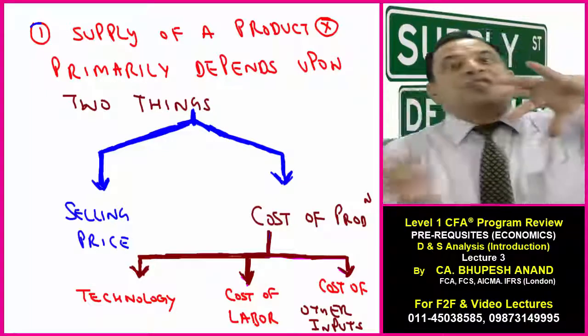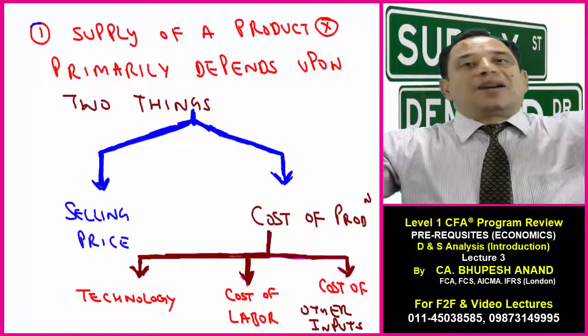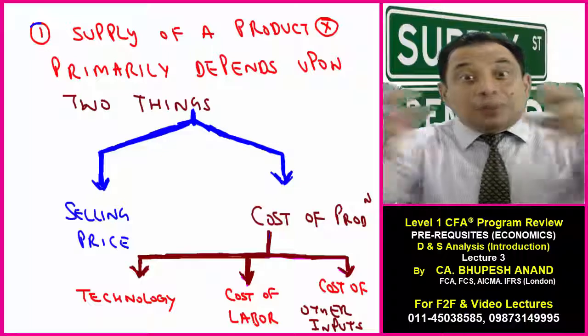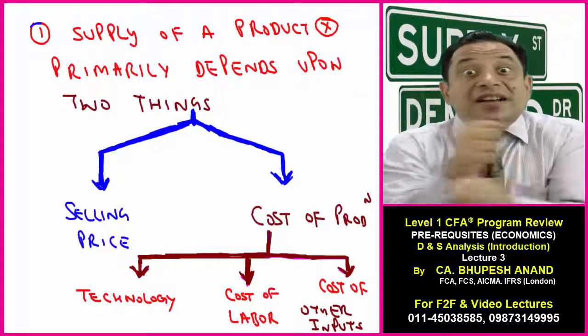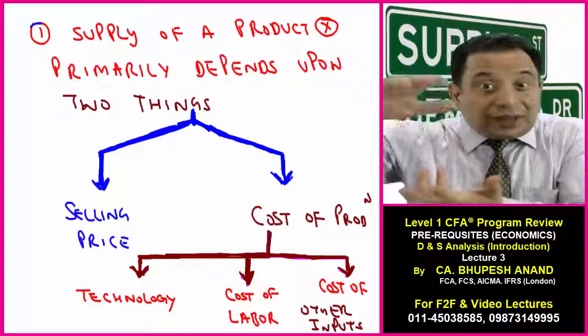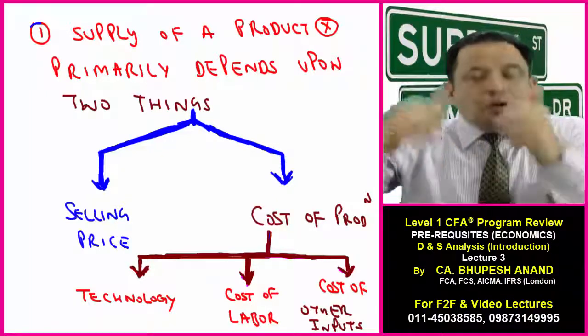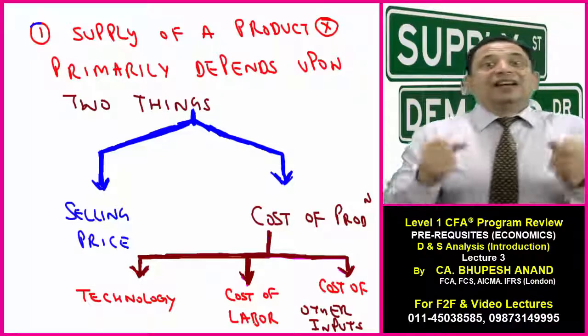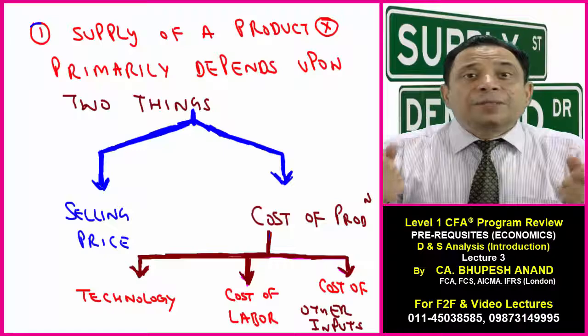Cost of production is again divided into different parts: technology, raw material, labor cost, because all that is cost of production. It relates to the factor market, factors of production. So up to this point, we have seen that the supply function is a function of two input variables.